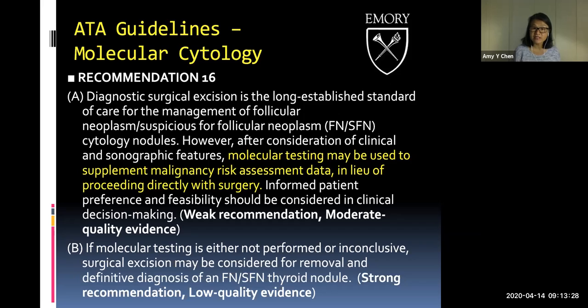Therefore, molecular testing was used to supplement malignancy risk assessment data. The way I explain it to my patients is that it just gives us a risk idea of whether you're more likely or less likely to have a malignant nodule.